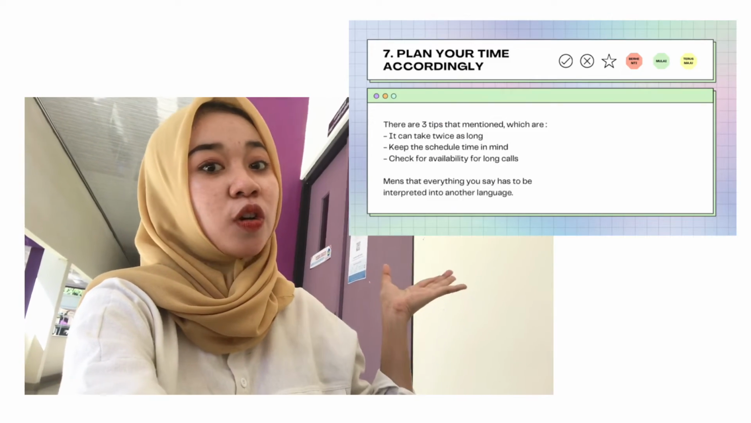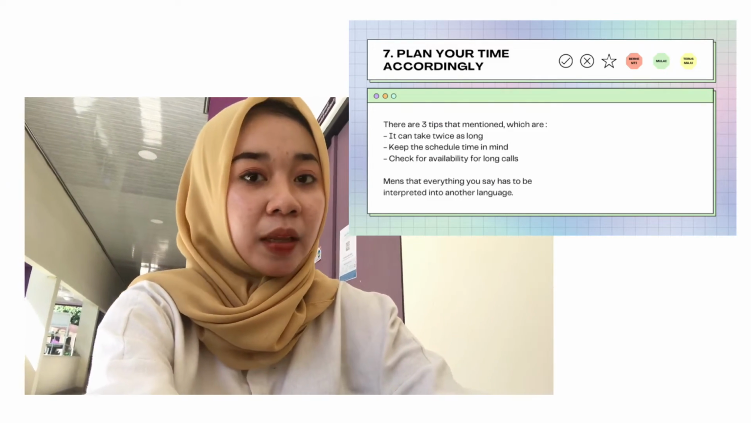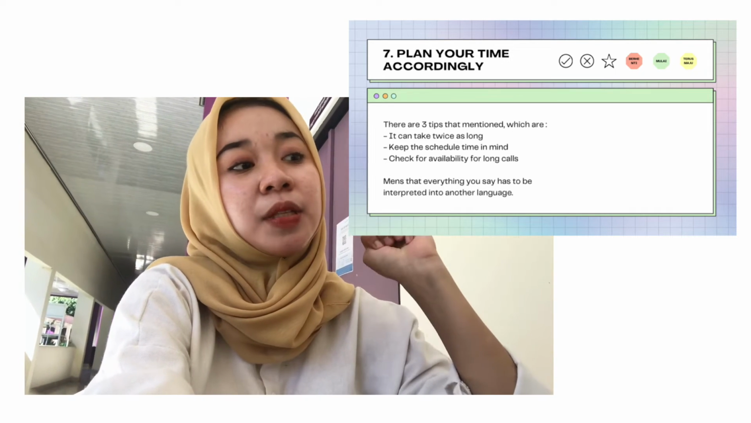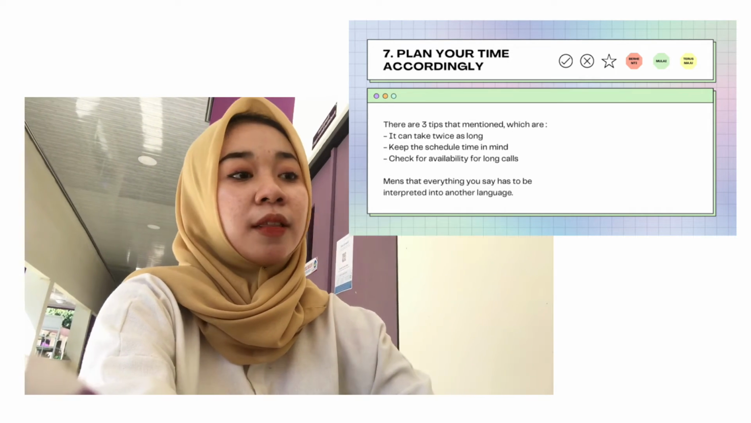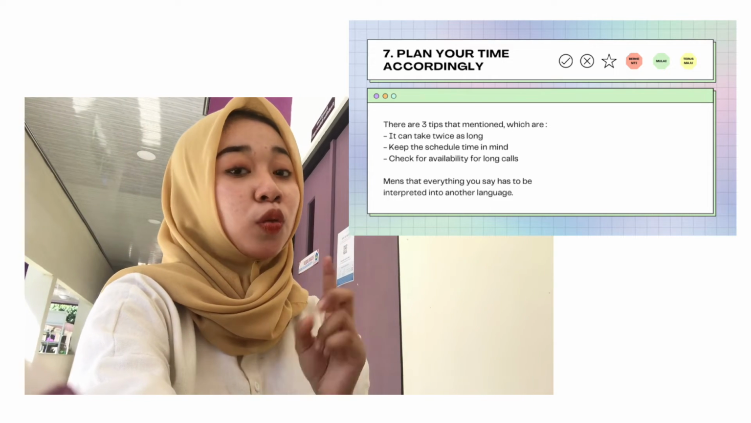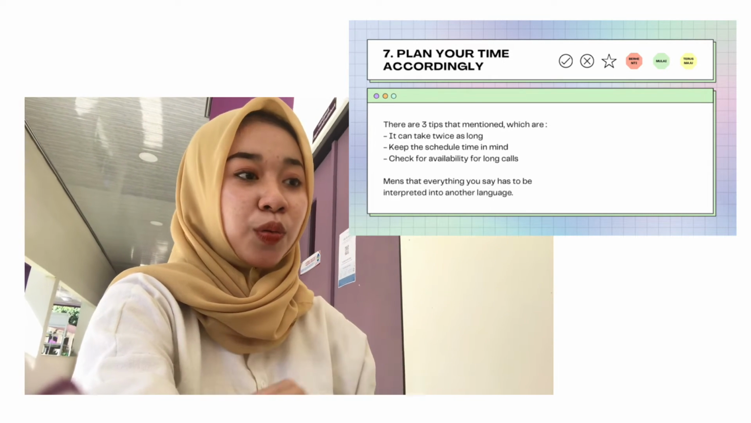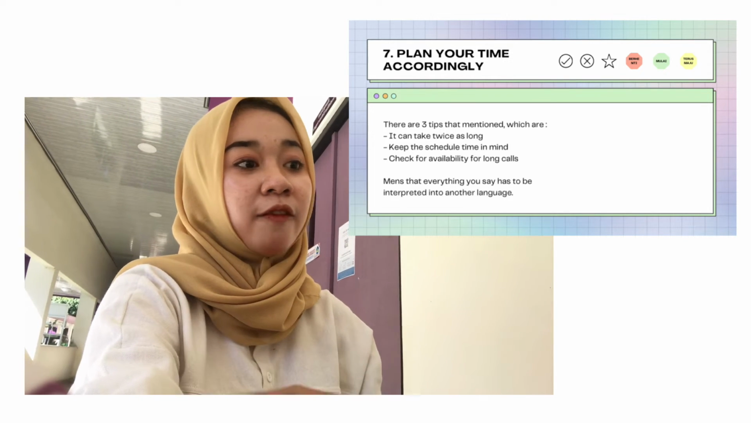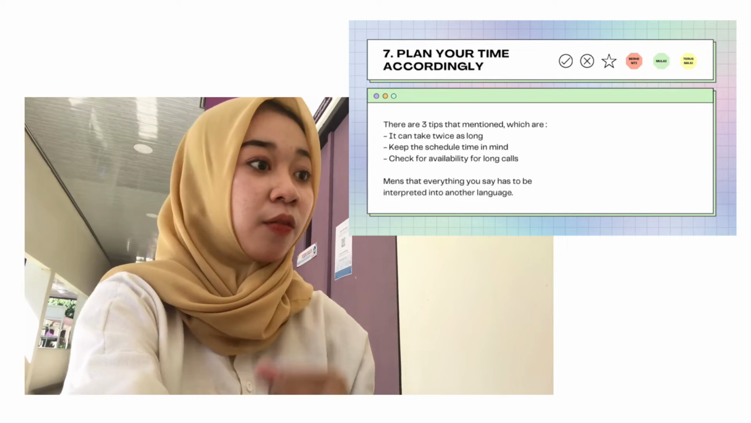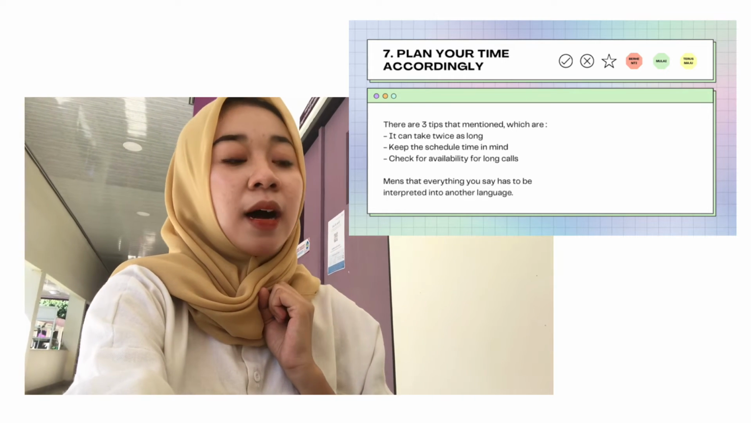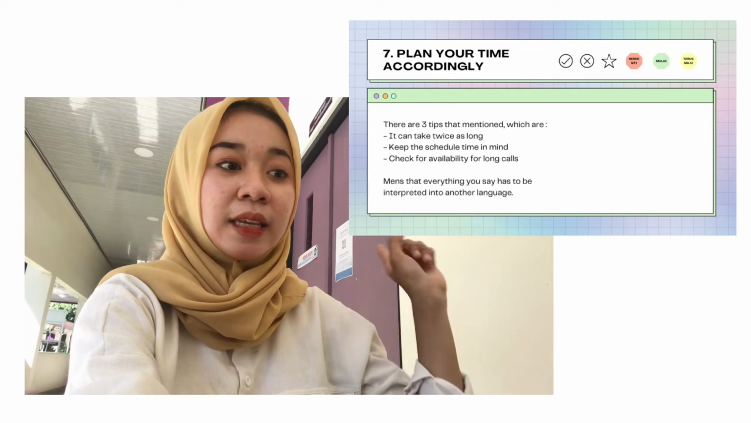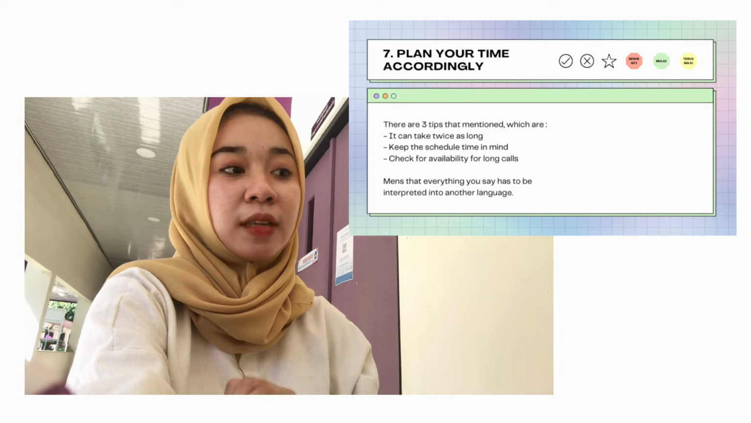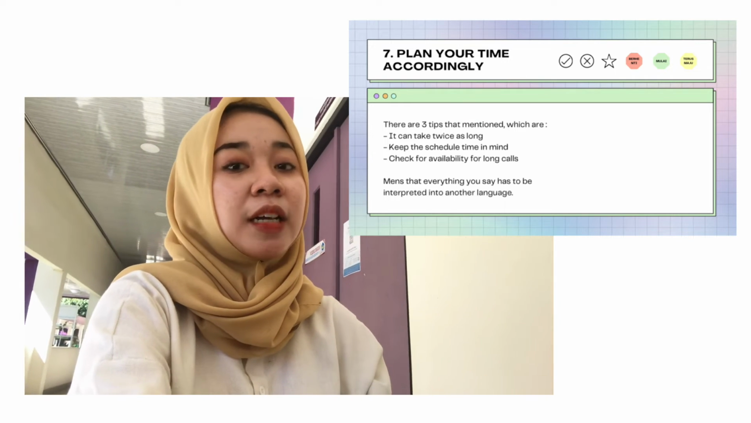And then number 7 tip is plan your time accordingly. So there are 3 tips mentioned, which are: the first one, it can take twice as long, and the number 2, keep the schedule time in mind, and the last is check for availability for long calls. This means that everything you say has to be interpreted into another language.